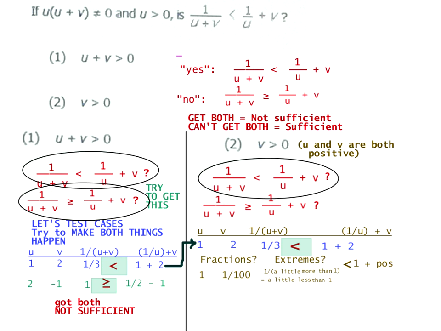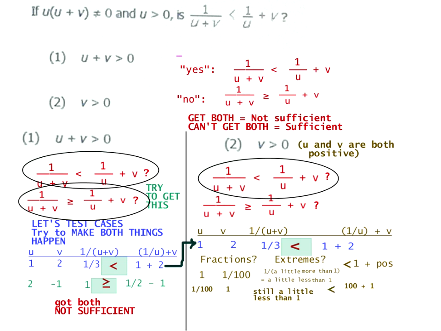If u is like 1,000 and v is, we tried u big and v small. Let's try u small and v big. Let's see what happens. Let's see if u is 1 over 100 and v is like 1. Then this is still a little less than 1. But then, oh, 1 over u is gigantic. 1 over u is 100 already. Plus 1. No way.